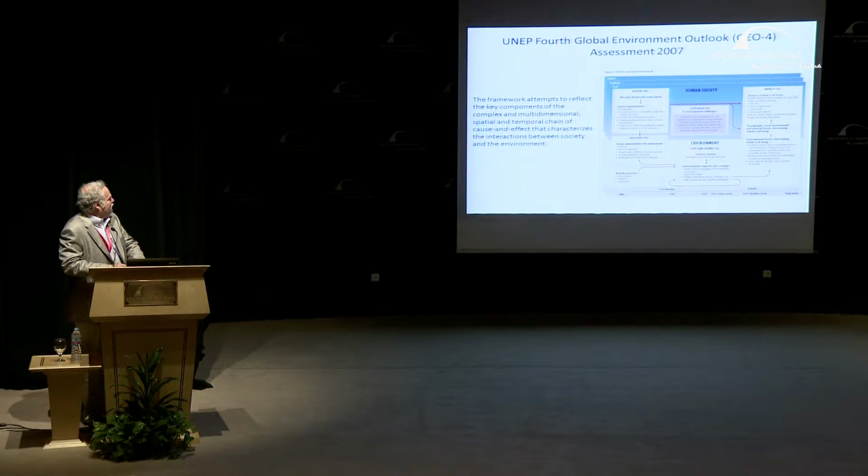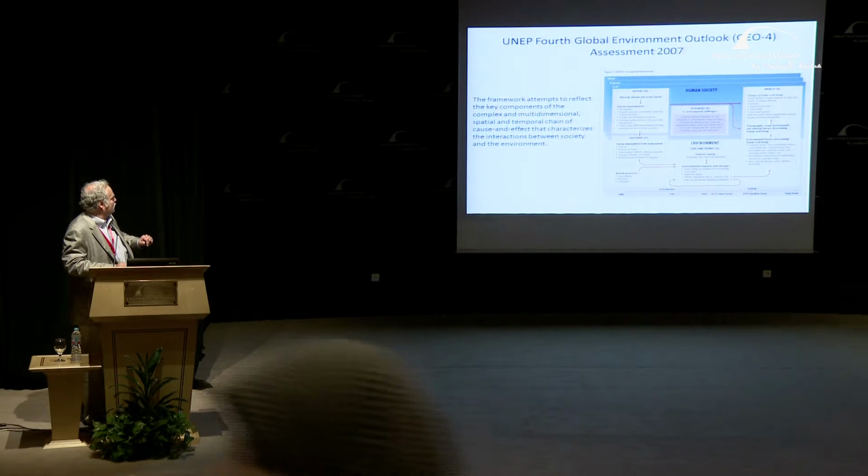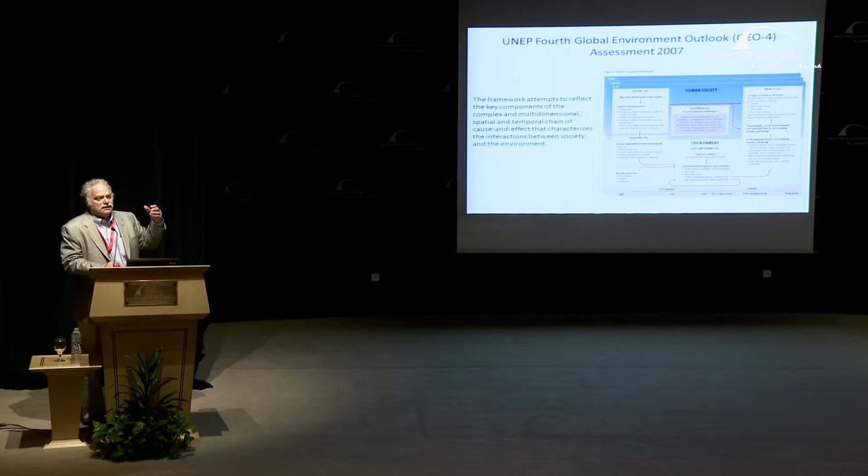And again, this is from the United Nations Environment Programme, and I don't expect you to be able to read anything on this graph, but the statement says, the framework attempts to reflect key components of a complex, multidimensional, spatial and temporal chain of cause and effect that characterizes interactions between society and the environment. And again, sustainability goals: how do our food production goals meet sustainability objectives when it comes to environmental protection? And this is going to require, just from looking at this diagram and not really knowing what it says, a systems approach.